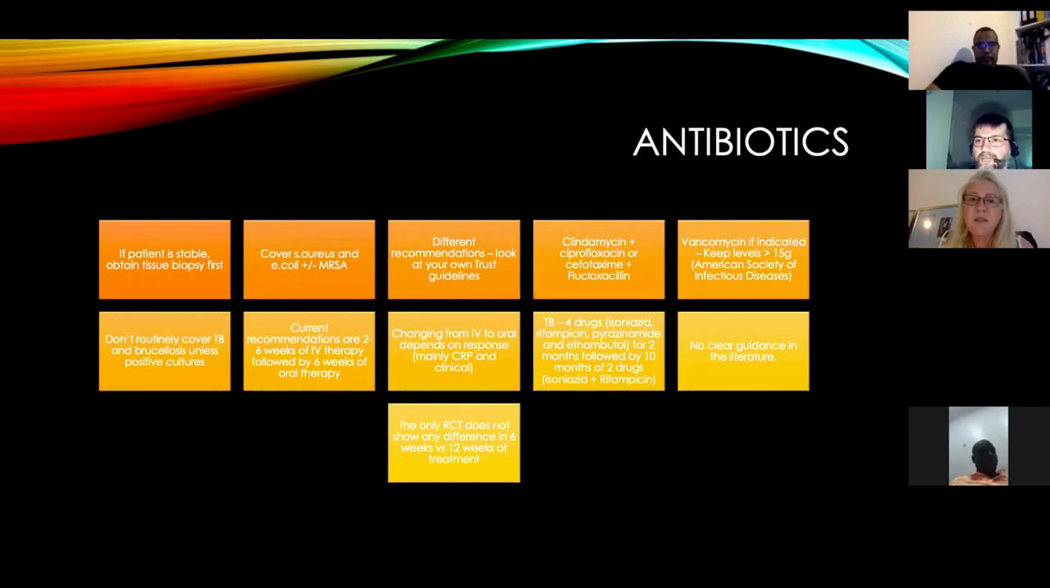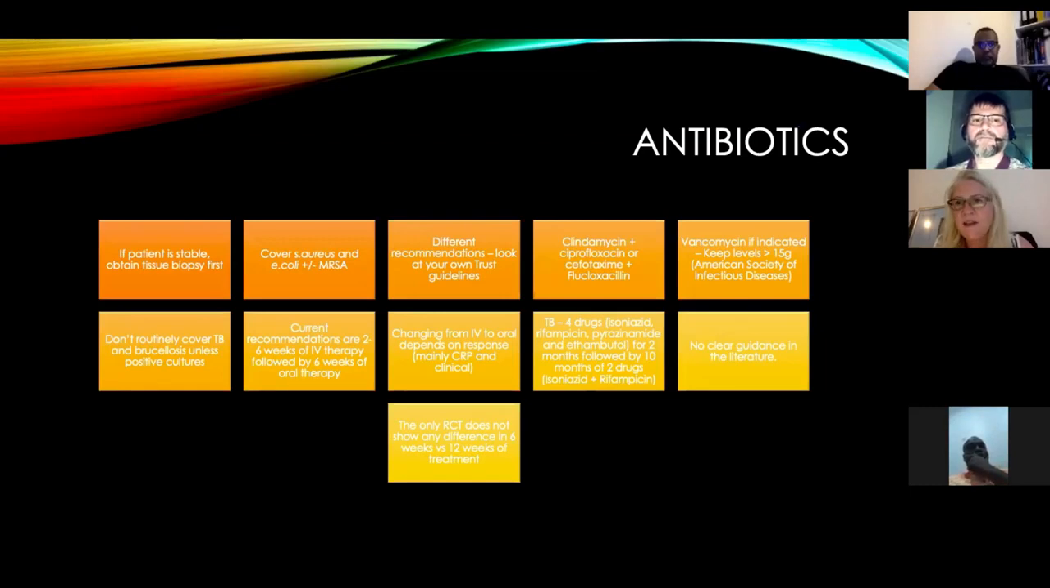There's different recommendations as to the types of antibiotics you should use and in what combination. And what I would suggest is that you look at your own trust guidelines. So my guidelines in Lancaster are clindamycin and ciprofloxacin. Some of the other guidelines in different areas of the countries are cefotaxime and flucloxacillin. Vancomycin, if it's indicated, if you're in an area of MRSA, and the American Society of Infectious Diseases suggests you keep the trough levels above 15 grams.